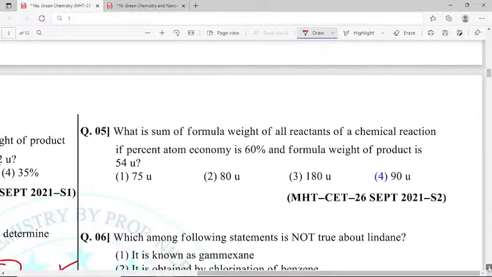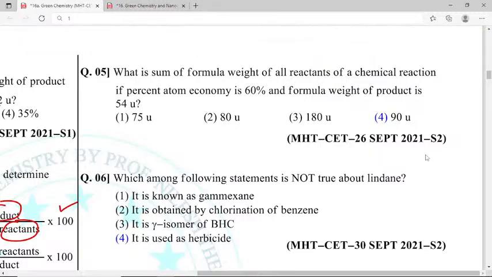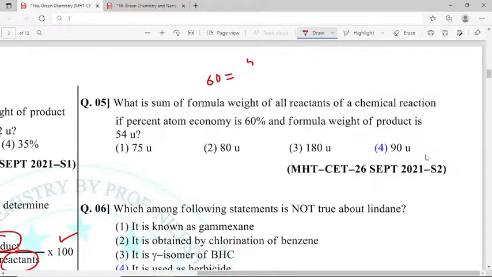What is the formula weight of the reactant of a chemical reaction if percent atom economy is 60 and the formula weight of product is 54? The formula weight of reactant we have to calculate, so this is the X value, multiplied by 100. Solve for the X value. So X is equal to 54 by 60, multiplied by 100. That is 9 into 10, so 90. This is your answer.